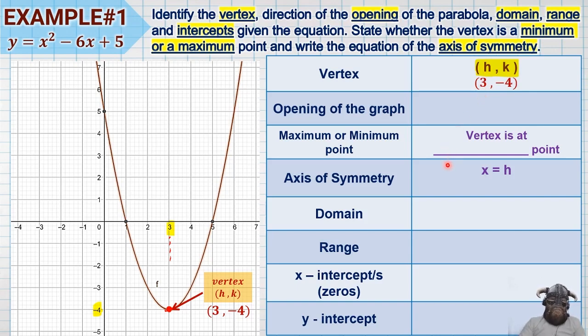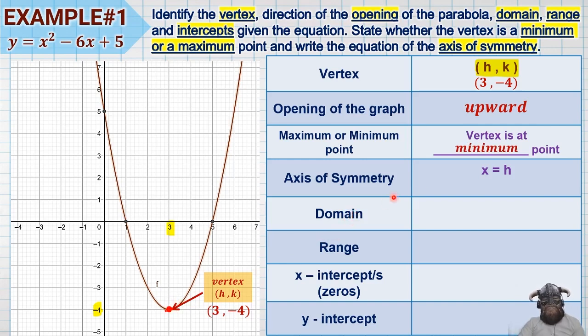Now, it is easy to answer the opening of the graph. Madali lang yan. Our parabola is opening upward. Ganun lang kasimple. Upward or downward lang naman yan. Now, if we already know the opening of the parabola, it is also easy for us to identify where the vertex is located. Yun nga yung ginamit nating idea, di ba? Since our parabola is opening upward, your vertex will always be at the minimum point, yung pinakababa. Yun, kapag opening upward. Pag downward, maximum point yon. So, minimum yung sagot natin dito.